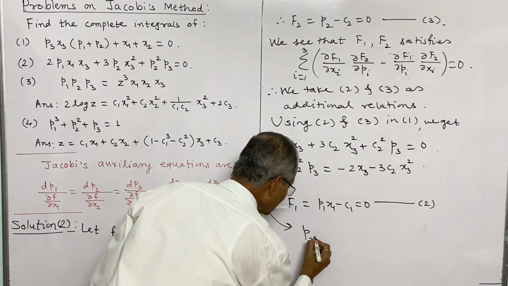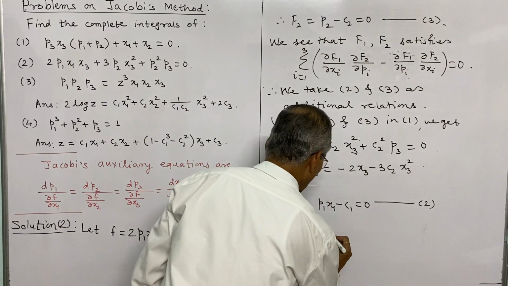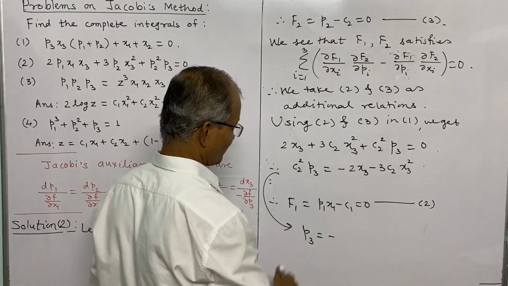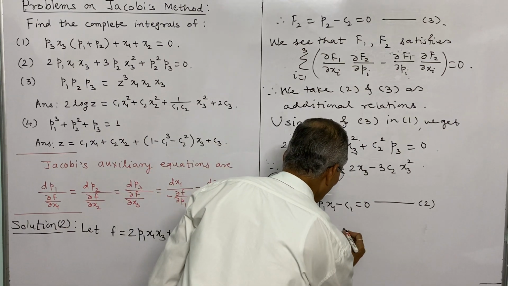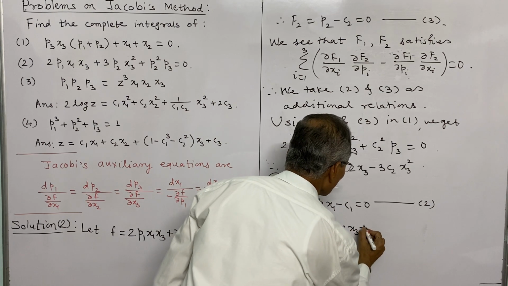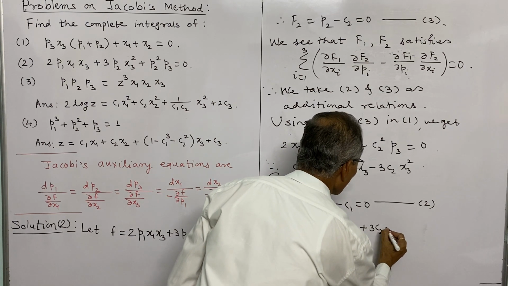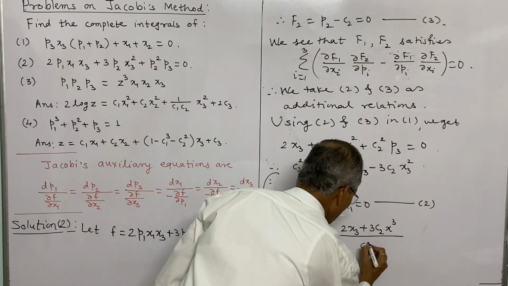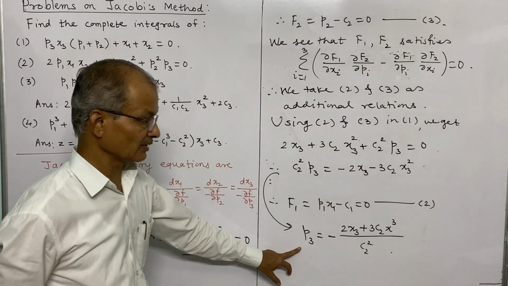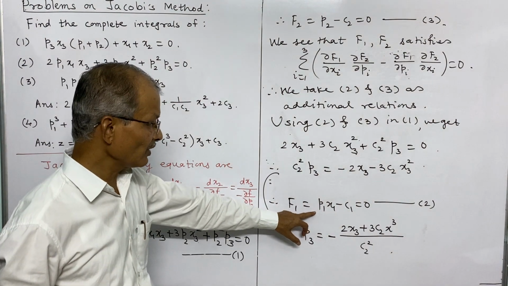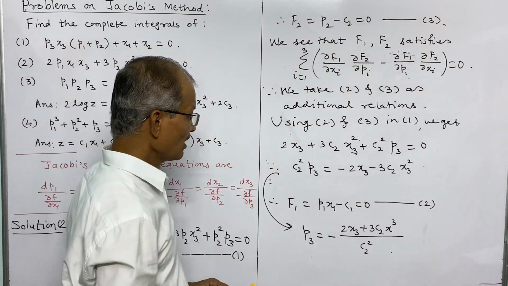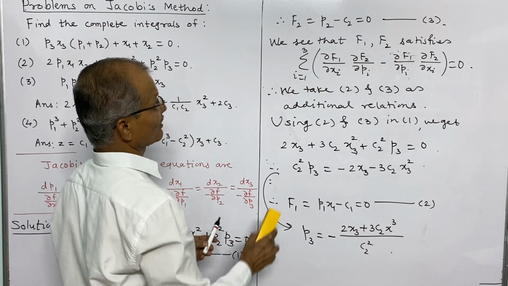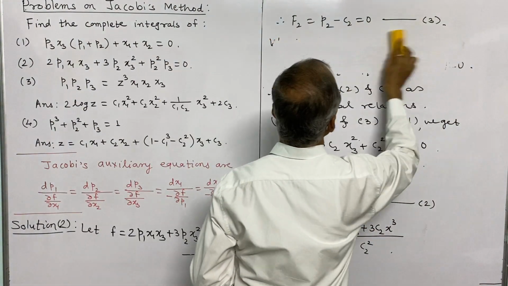Or that implies P3 is equal to, I shall write here, P3 is equal to minus, divided by C2 square, and negative sign is common, minus 2x3 plus 3C2 x cube divided by C2 square. So this gives the value of P3. And what is the value of P1? From 2, P1 will be C1 divided by x1. And from 3, P2 is this.